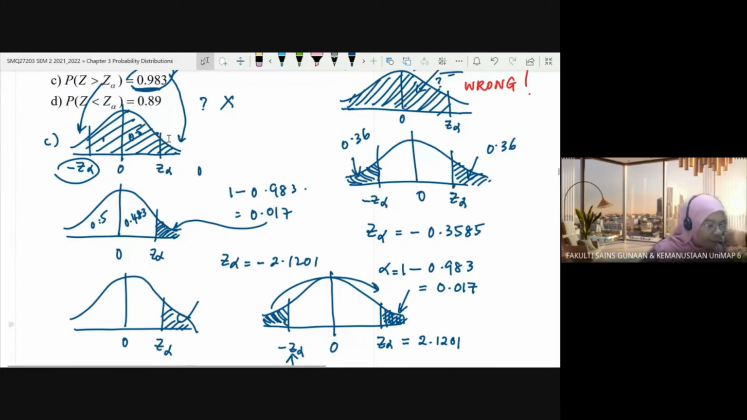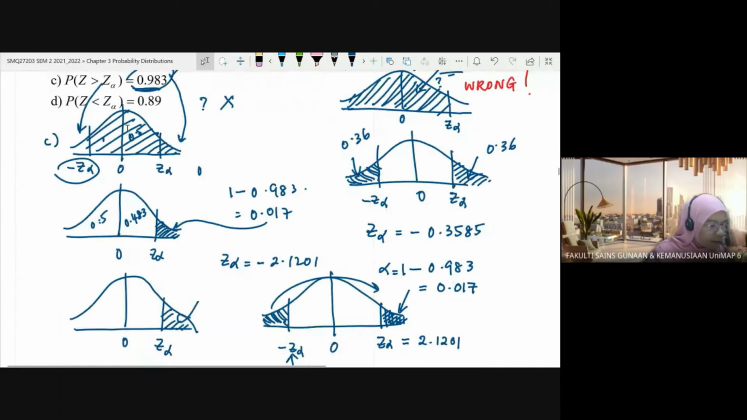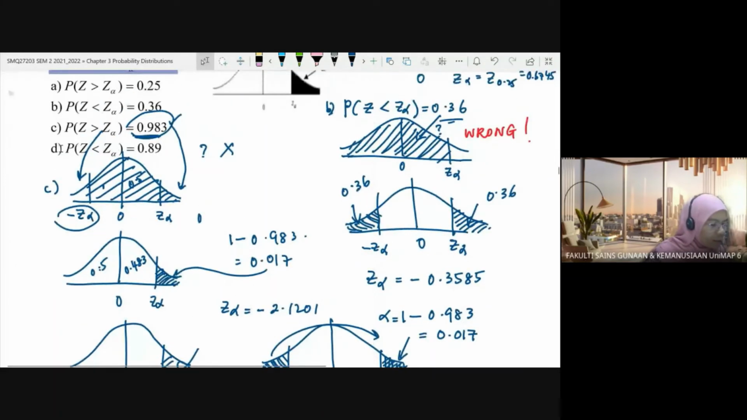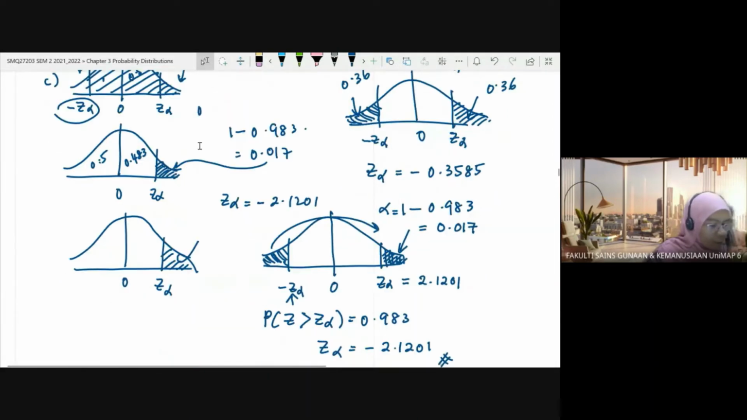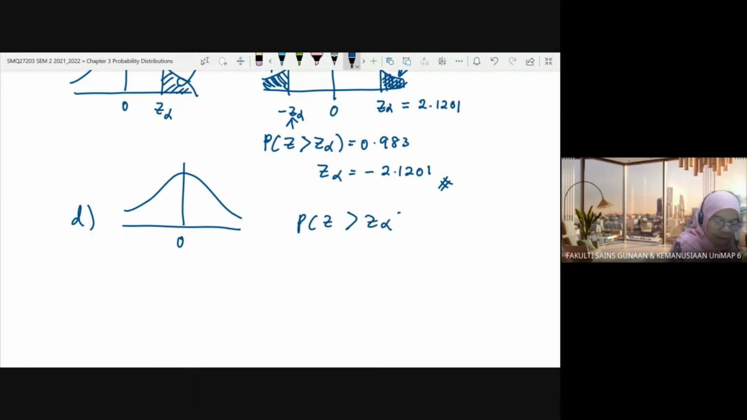Okay. Yes, Ustazah. So for Z less than Z alpha, yang ni boleh tak cuba? D. Siapa yang tak dapat nanti bagi tahu saya. In 1 minute, can you please try for question D? P(Z less than Z alpha) is 0.89. So D: P(Z greater than Z alpha) is equal to 0.89. So definitely Z greater than Z alpha.